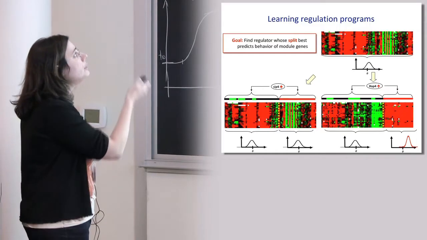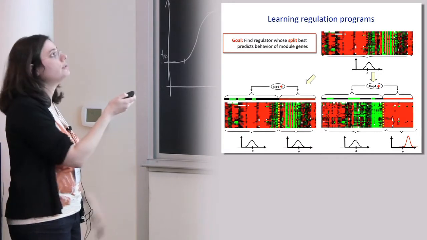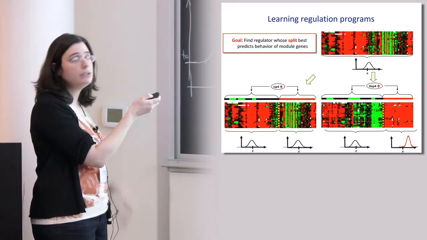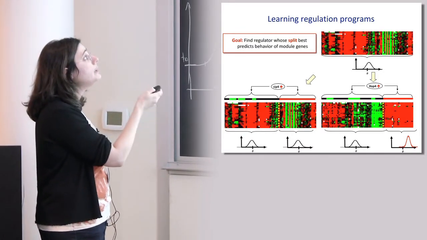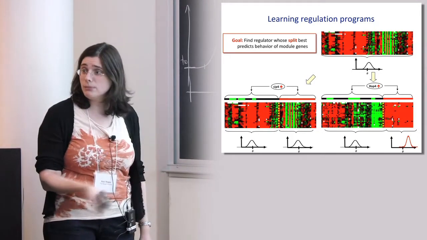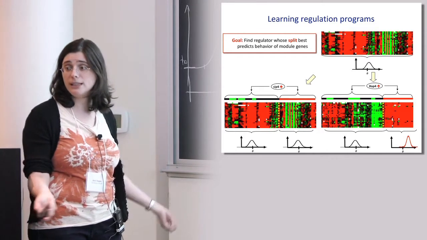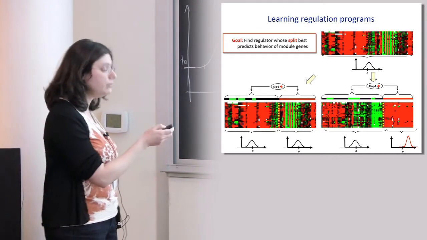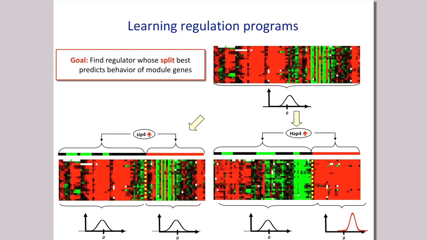Okay? And our goal is to find one regulator at first, where if I split based on the expression of that regulator, it will give me the best prediction for the behavior of the module genes. And the way we do it is that we go through all of the regulators in the candidate list, one by one, and say we ask this guy, HAP4, when it goes up, and there's a split here, when it is not up, and there's a split here. Now, I draw this discretely, but you can actually set this threshold completely dynamically. This is not discrete in the real implementation.